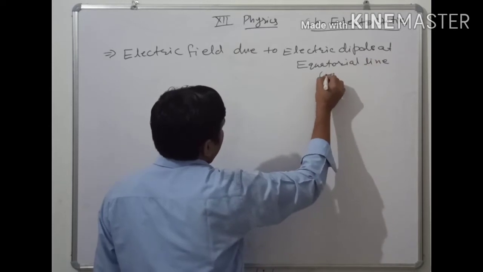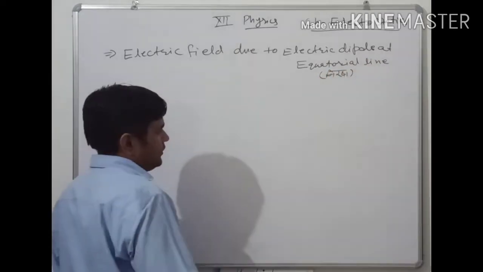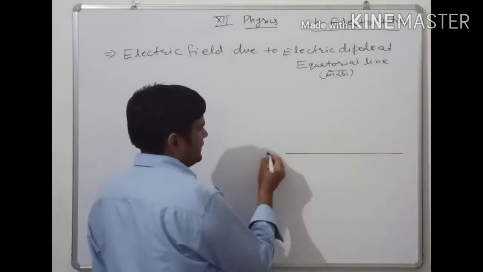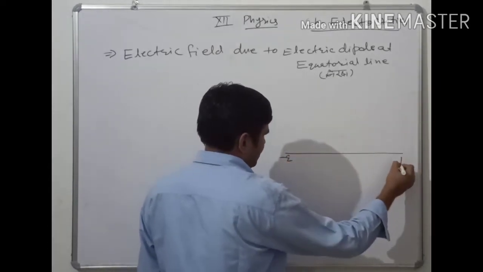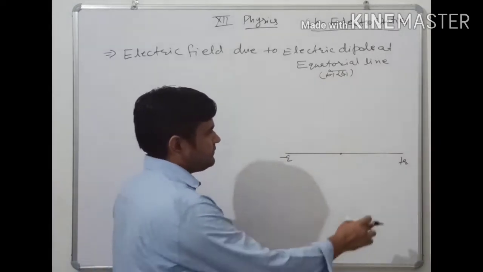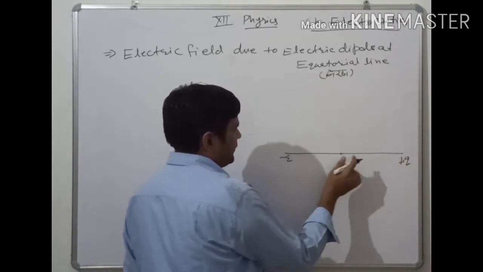जिसको अपन हिंदी में निरक्ष बोलते हैं, निरक्ष पर विद्युत क्षेत्र का परिकलन. Okay, these are the basic formulations we are considering here. It is an electric dipole with the minus q and the plus q charge. This is the center point, and here is the plus q charge. It is the center point of the dipole.